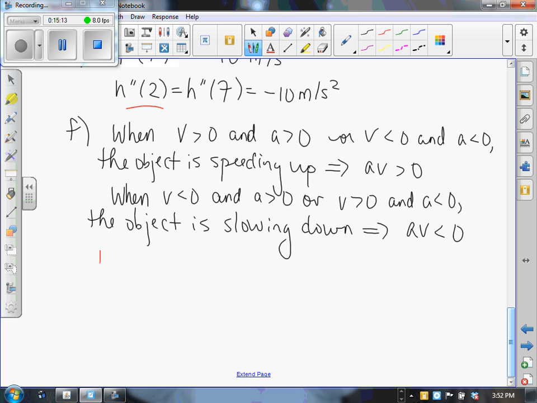So for t equals 2 seconds, take note that a at 2 multiplied by the velocity at 2 is going to have a negative sign. So we need to change the orientation of that inequality so it'll be less than 0. Just look back at the values, positive 10 for velocity, minus 10 for the acceleration, and that gives you a product that is negative. So for t equals 2, negative value, that implies that the object is slowing down.